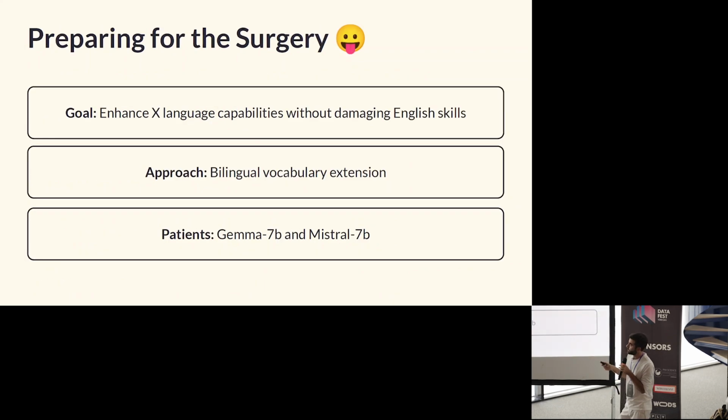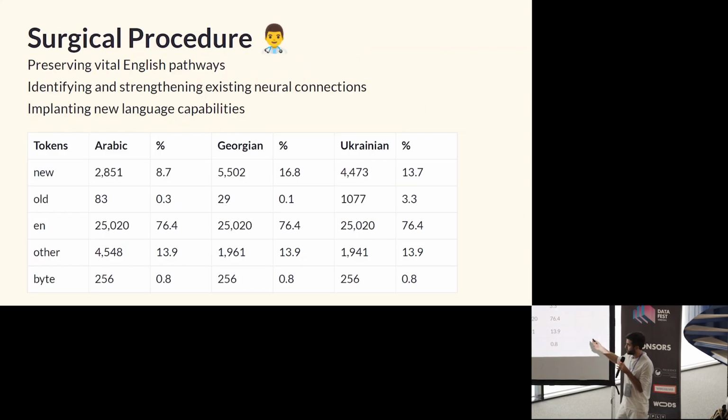So when it comes to preparing for this neurosurgery, our goal is really to enhance the X language capabilities without damaging existing English skills. Because we're relying on the model, we're not building the model from scratch, so we can't really damage those. Our approach is bilingual vocabulary extension. The patients are Gemma and Mistral, and we've done the surgical procedure, basically preserving vital English pathways, identifying and strengthening existing neural connections, and implanting the new language capabilities.